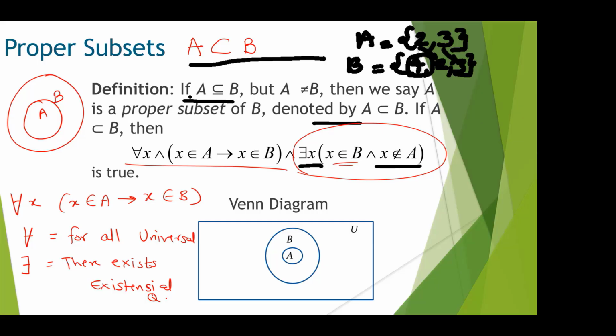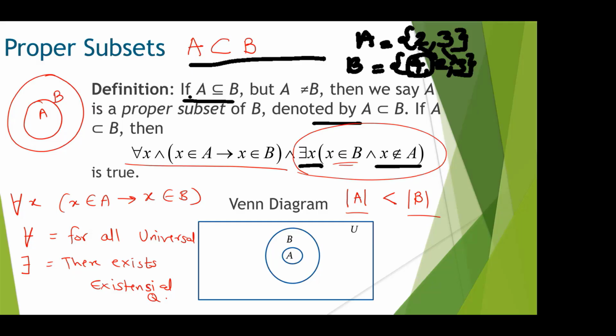In other words, since everything in A is in B and B has something more, what relation will there be between the cardinality of A and the cardinality of B? Cardinality of A is the number of elements in set A, and cardinality of B is the number of elements in set B. What will be the relation between these two? Will they be equal? No. The cardinality of A will always be less than the cardinality of B.